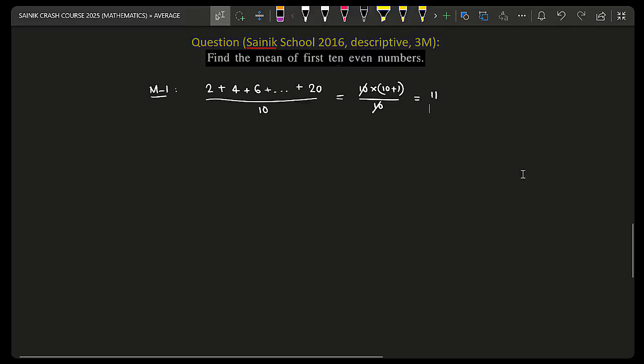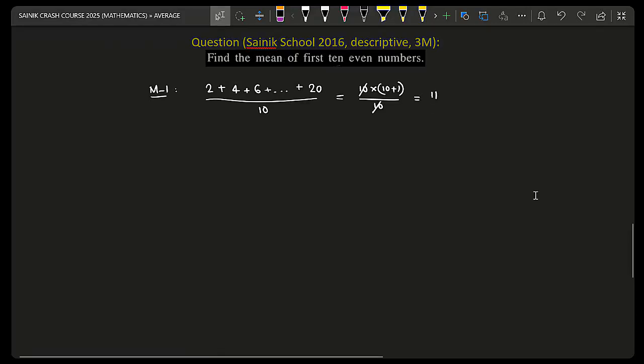Mayuk, can you answer the same question in any other way? Mayuk, you are not audible. Can any student explain this in any other method? Sriradhya?